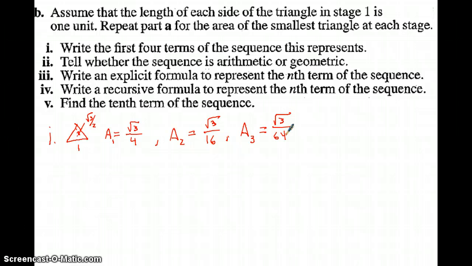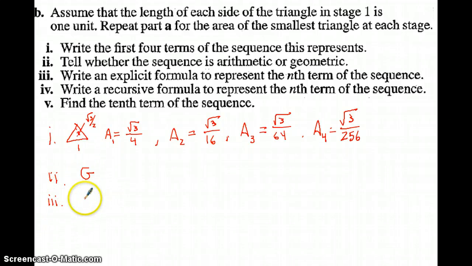How many terms do I need? 4. Okay, so the last one, a sub 4, is supposed to be the square root of 3 over, and I take this by a quarter again, which would be 256. Okay, part 2. Tell whether the sequence is arithmetic or geometric. Well, we've already talked about how it's multiplying each time, so it's geometric.